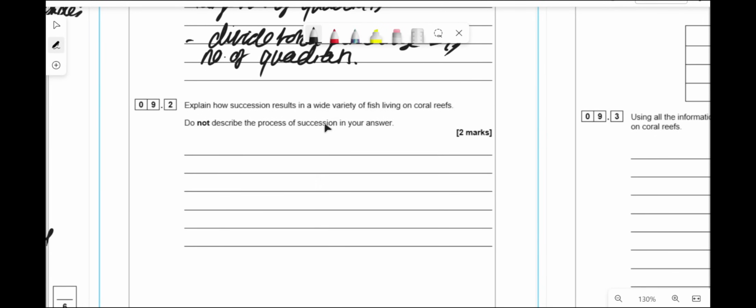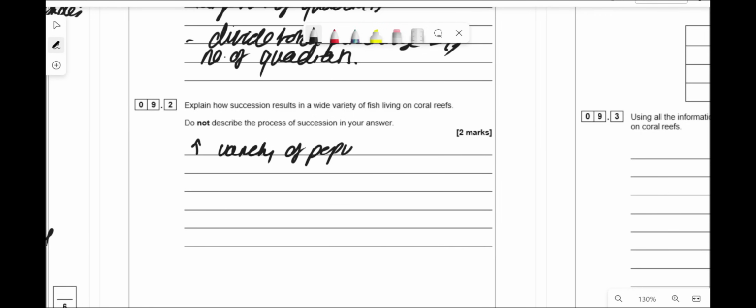Explain how succession results in a wide variety of fish living on coral reefs. Do not describe the process of succession in your answer. So all this question wants you to do is describe the end results of it. So if you've got a wide variety of species of fish, different fish eat different things, they live in different places. So that means you've got an increased variety of populations. You've got different species.